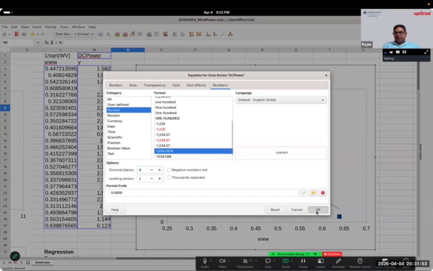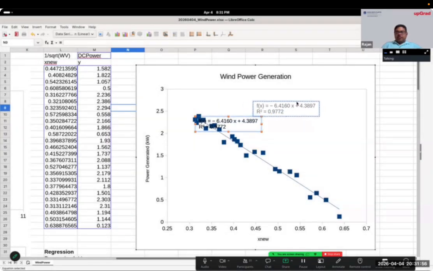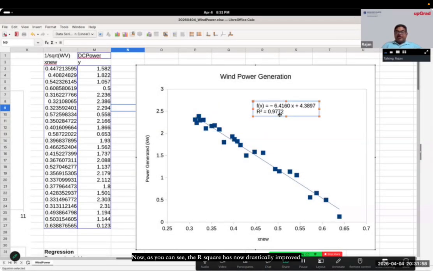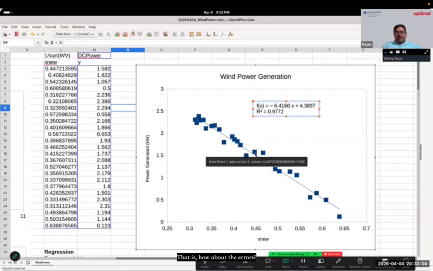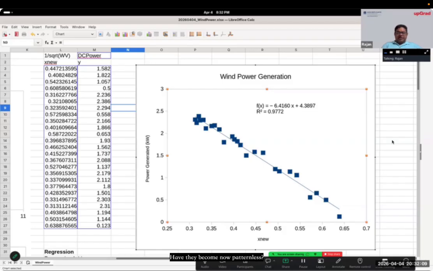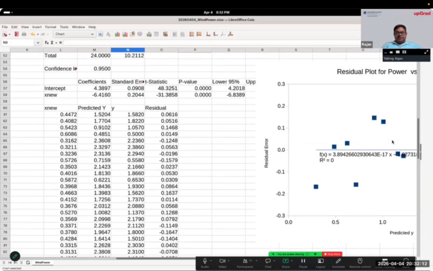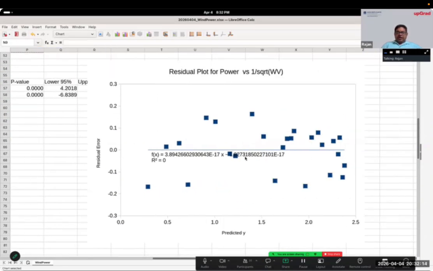We do not know that. What to do with this? As we can see, the R squared has now drastically improved. We go to something called a likelihood concept. How about the errors? Have they now become patternless? So let's take a look at the errors.